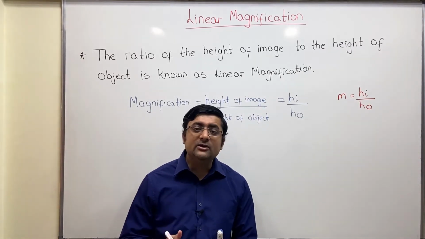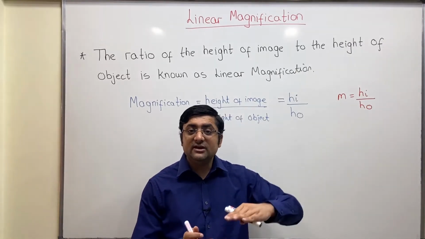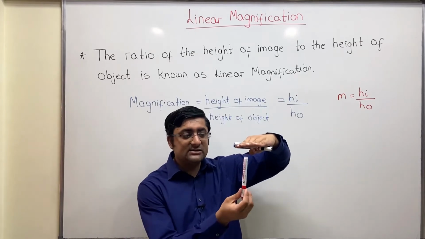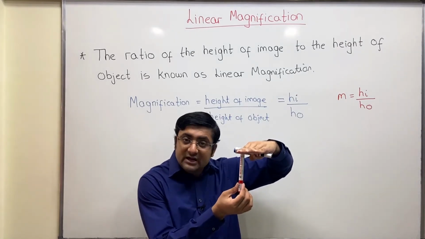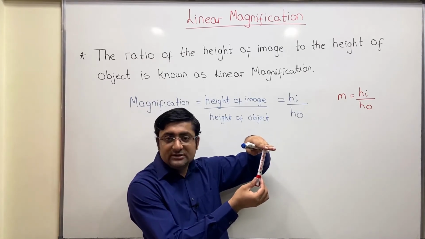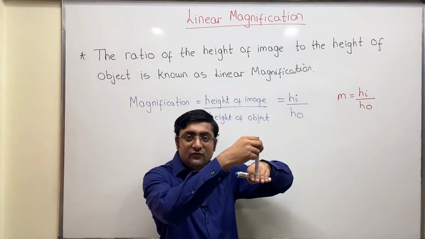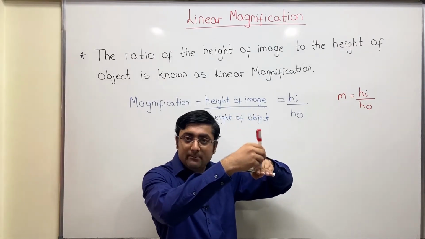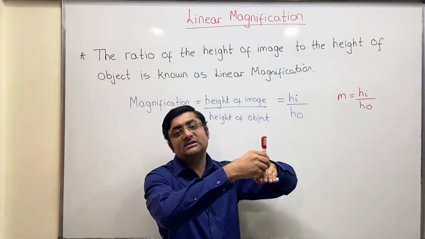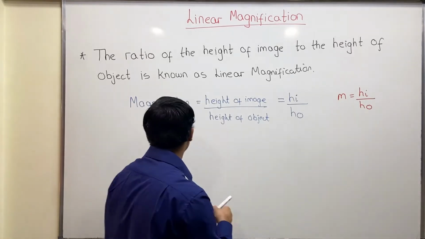See guys, an image formed can be either real and inverted or virtual and erect. When the image is real and inverted, this is my principal axis, the image is formed here. So whenever the image is real and inverted, it is below the principal axis. In that case, the height of the image will be negative. On the other hand, when the image is virtual and erect, the image is formed above the principal axis. So in that case, the height of the image will be positive. Is this clear? So let me write this down, guys.